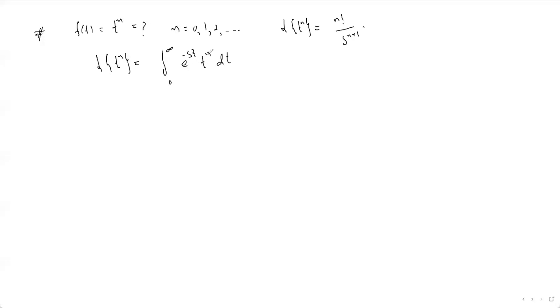Now see, what I will do here, I will say that let's suppose put st equal to some other variable x. What will t be now? t will be equal to x by s, right? Taking the derivative, this dt will be equal to 1 by s into dx. That is taking the derivative with respect to t.